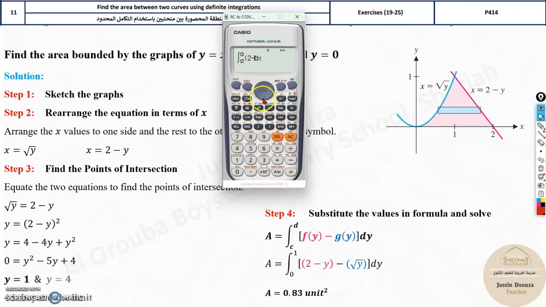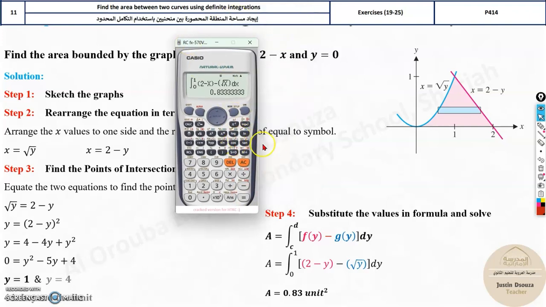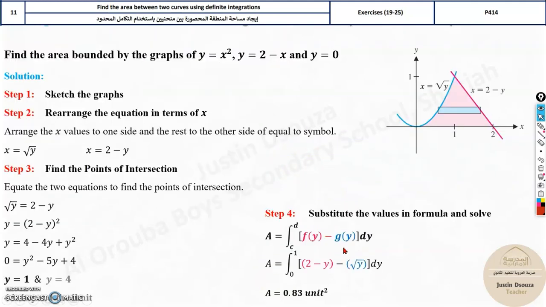2 minus... there is no y value on the calculator, so use x: 2 minus x minus square root of x. Just remember that though it's x, we are just using that as a variable. Then the limits are from 0 to 1, and here you get the answer. It takes a while. It's 0.8333 units square because it's the area. That's it. So that is the answer. That's how we solve it.